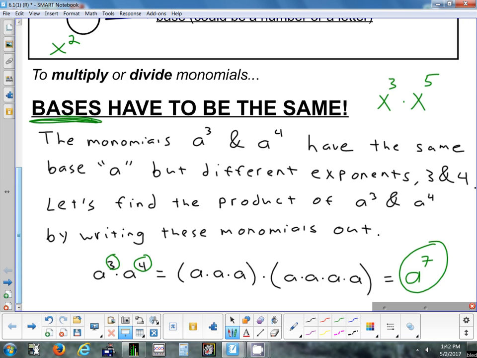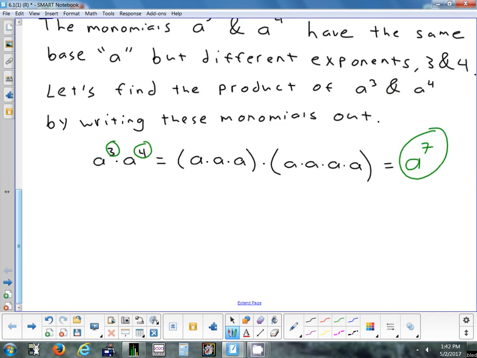Hey guys, another way for like the exponents, it's the base multiplied together as many times as the exponent is. So like A to the 3rd, right? It's A multiplied together 3 times. That's what it means.